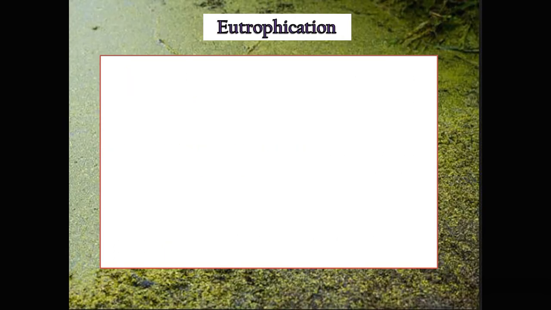Now let us learn about eutrophication. Students, you must have noticed a water body, or especially a pond, which is full of plants, and it smells dirty. So eutrophication is the term which will give you the answer to why sometimes these ponds appear to us like this.